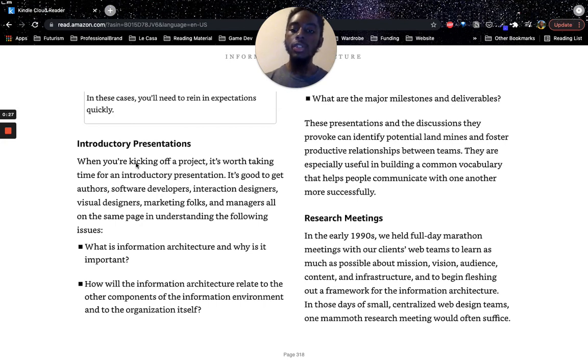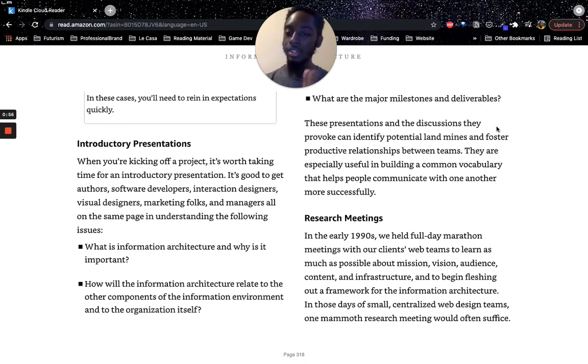Introductory presentations. When you're kicking off a project, it's worth taking time for an introductory presentation. It's good to get authors, software developers, interaction designers, visual designers, marketing folks, and managers all on the same page in understanding the following issues. What is information architecture and why is it important? How will the information architecture relate to the other components of the information environment and to the organization itself? What are the major milestones and deliverables?